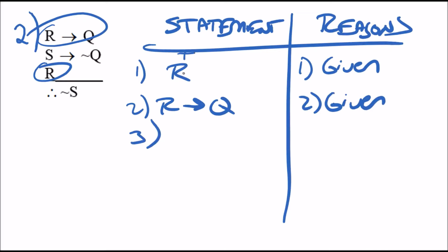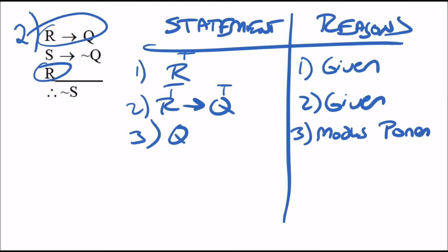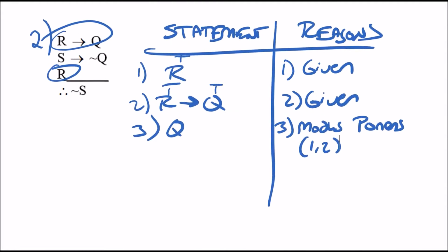So now if R is true, and that's true there, then in order for this statement to be true, Q has to be true. And we call that modus ponens, and that's from lines 1 and 2. Some of you might actually see this written as the law of detachment. That's the same thing as modus ponens here. Modus ponens or law of detachment.